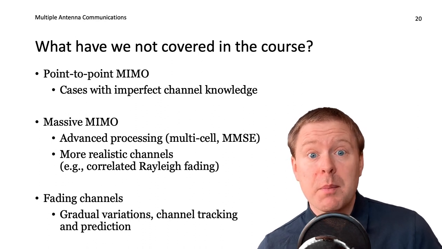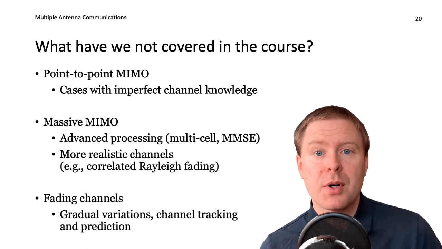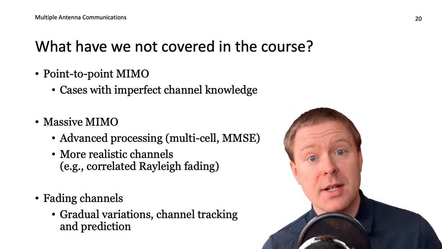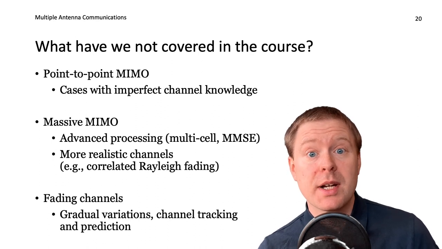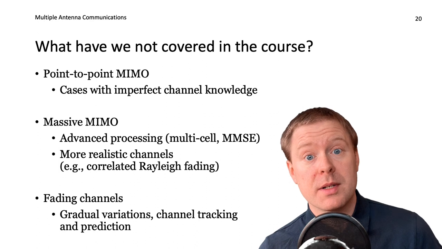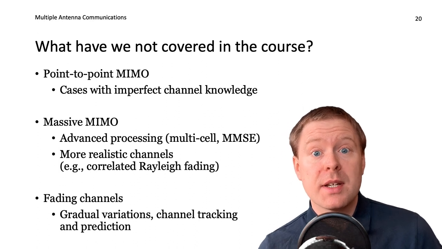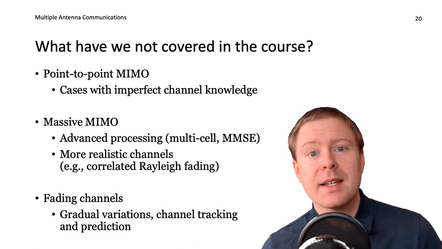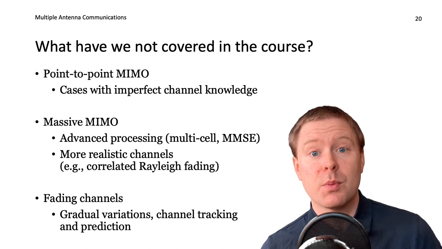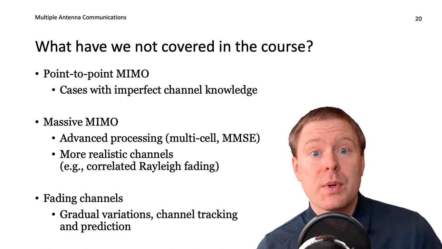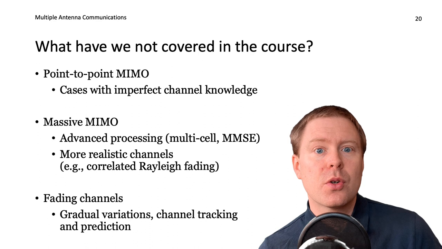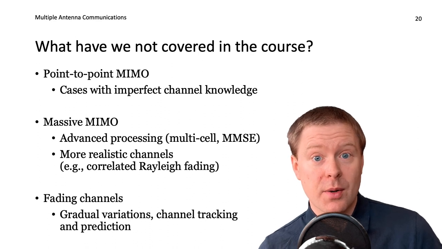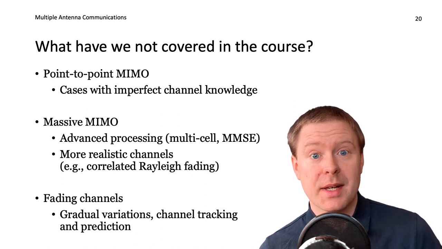When it comes to massive MIMO, we did cover the cases with imperfect channel knowledge where we were estimating the channels, but we didn't talk about other types of processing methods than maximum ratio processing or zero forcing. There are other methods, particularly in multi-cell scenarios, where we can take interference from other cells into account as well in order to better deal with interference. And we can also go beyond the IID Rayleigh fading models that we considered and consider correlated Rayleigh fading, where there is a directivity in the channel but still some randomness.